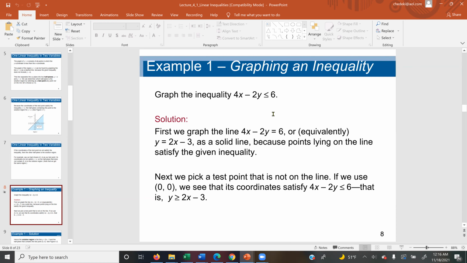Now, if it's a system with two inequalities, then we do the same steps: plot the lines for each, then based on the condition, we again find the region where it meets the condition.